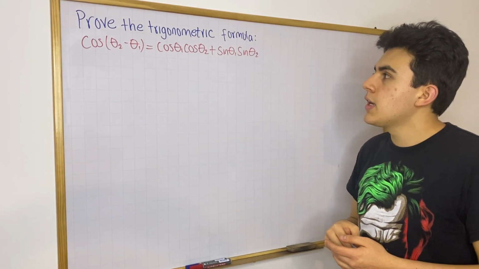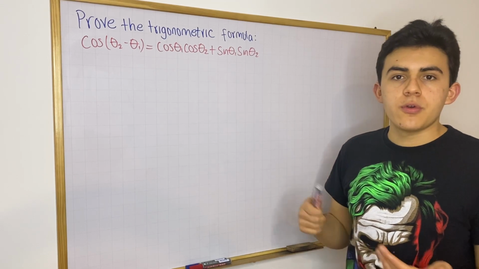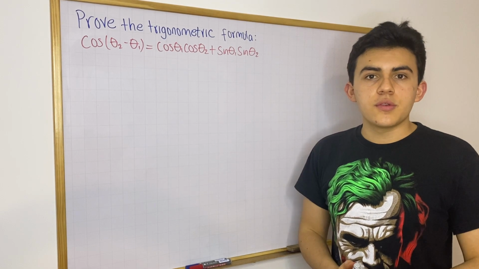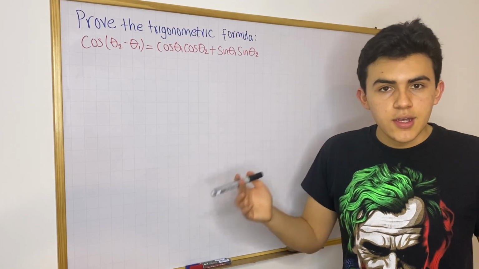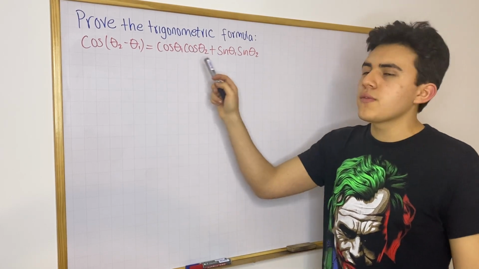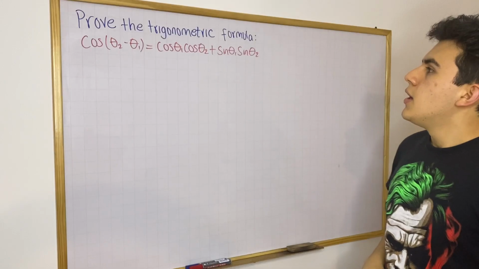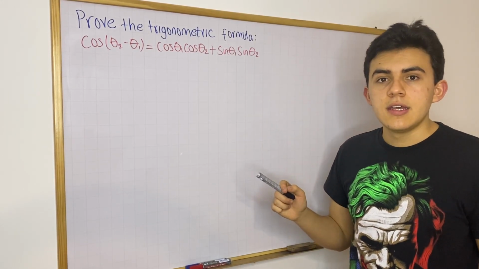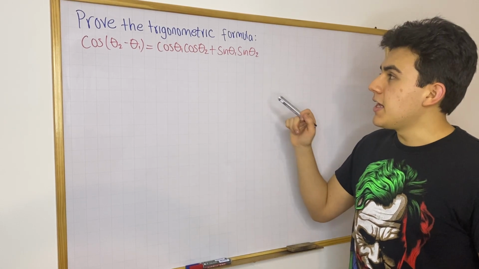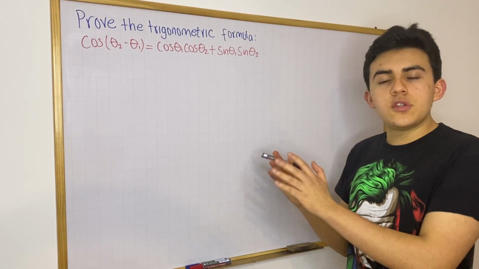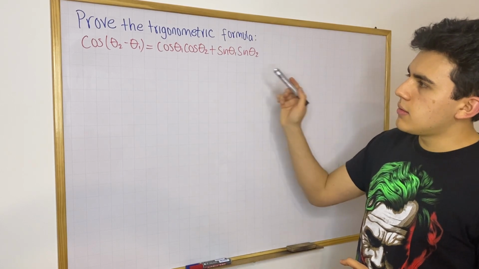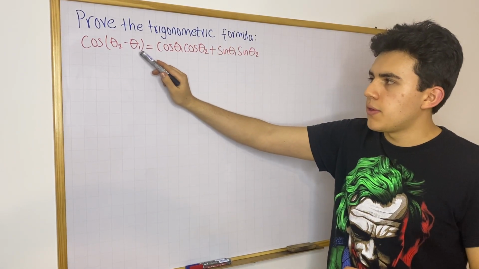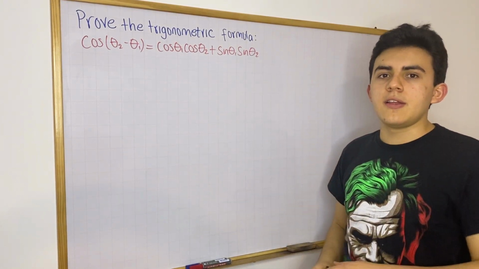It's very interesting. The strategy we're going to use relies on vectors, which I think is really interesting to show how you can use vectors to prove this. Okay, so let's start. In the problem statement, we're given a hint, and I'm going to use that hint. That hint says that we should think of two unit vectors that make angles theta 2 and theta 1 with respect to the positive x-axis.